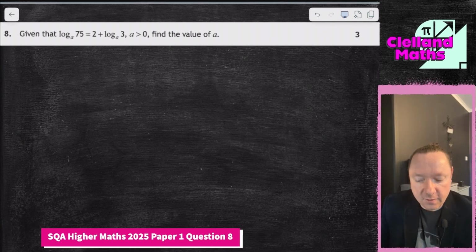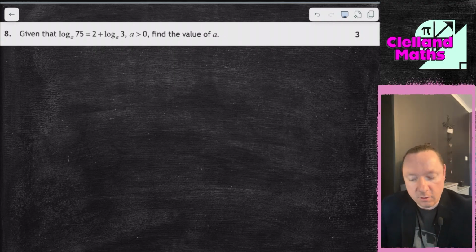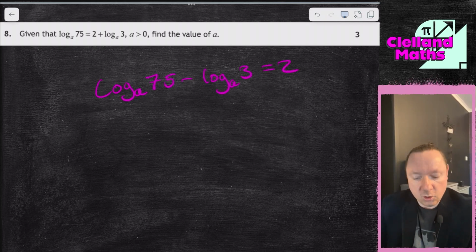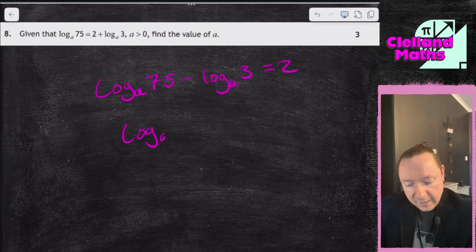SQA Higher Maths 2025, Paper 1, Question 8. Given that log a 75 equals 2 log a 3, find the value of a. So I need to bring the logs to the same side. Log a 75 minus log a 3. And I'll just leave the 2 where it is. Rules of logs. I can combine that into 1 log as I divide.